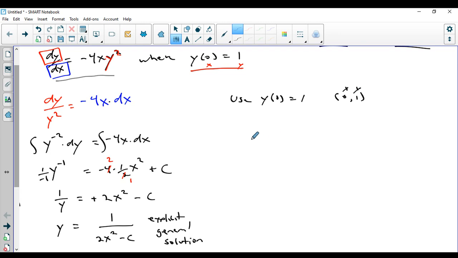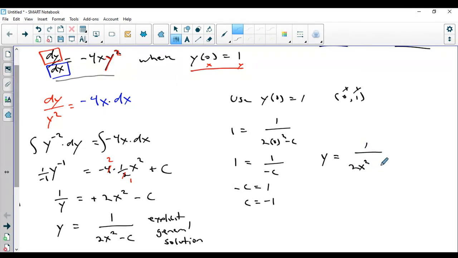Here's my x, here's my y. So 1 goes in for y, 1 over 2 times 0 goes in for x. So now I'm going to get 1 equals 1 over negative c, so c equals -1. Now that I have my constant, I can put it all together, and I can say that y equals 1 over 2x squared, and then it would be minus c. So minus -1, so that's going to be y equals 1 over 2x squared plus 1.